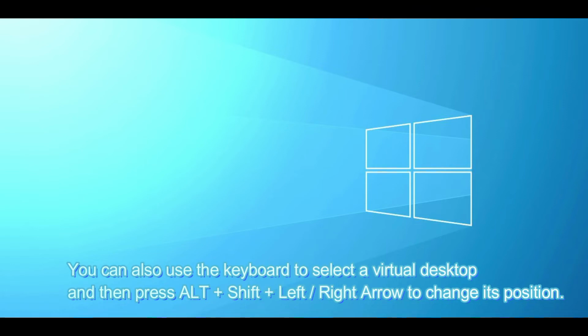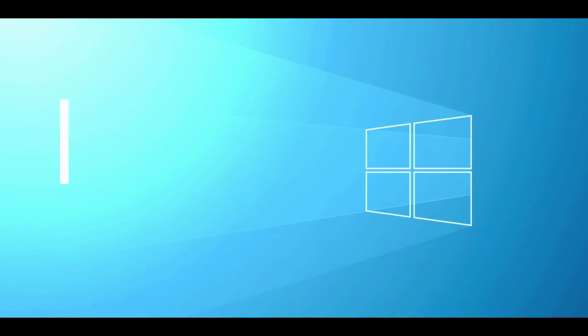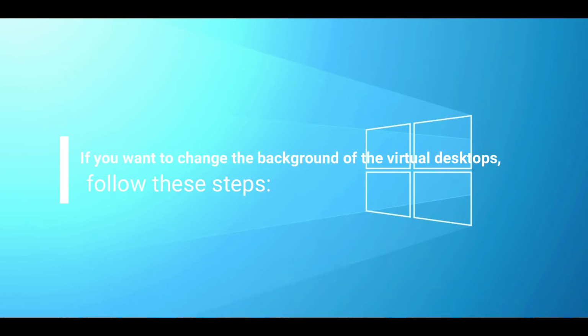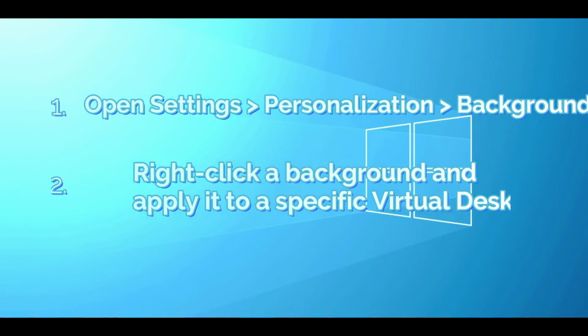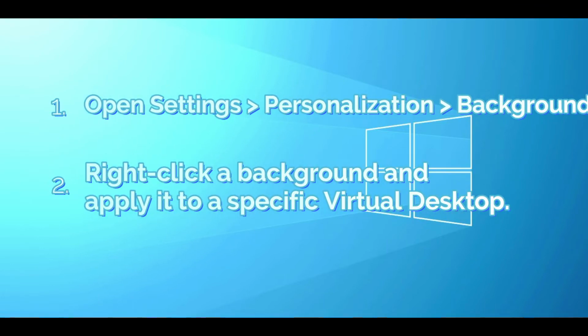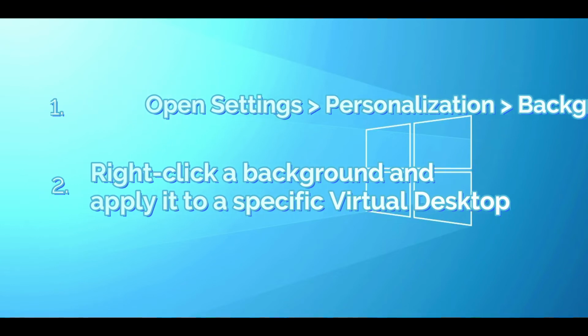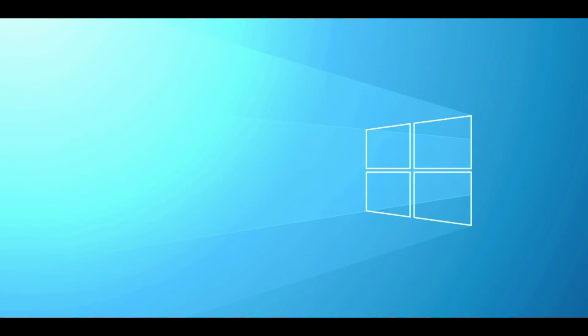You can also use the keyboard to select a virtual desktop and then press Alt plus Shift plus left or right arrow to change its position. If you want to change the background of the virtual desktops, follow these steps. Open Settings, then Personalization and click on Background. Right-click a background and apply it to a specific virtual desktop. Once you've selected the background, changes will apply instantly, and you'll see your new background when you switch to the virtual desktop.